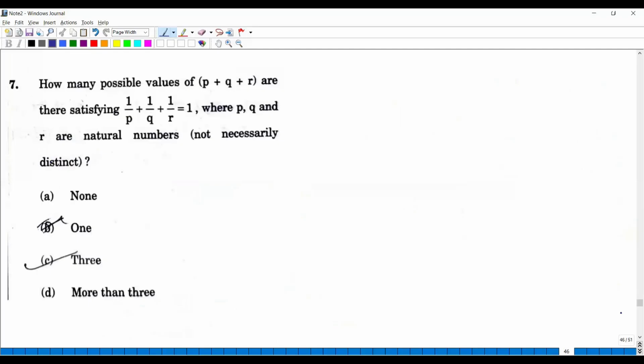How many possible values of P, Q, R satisfy 1 by P plus 1 by Q plus 1 by R equals 1? P, Q and R are natural numbers, not necessarily distinct. They can be the same also. Therefore, first you take P value as 2. 2 means it is already 0.5 and the rest should sum to 0.5. That should be kept in mind. 0.5 can be achieved by taking 1 by 3 and 1 by 6. That is the only way you can achieve 0.5.